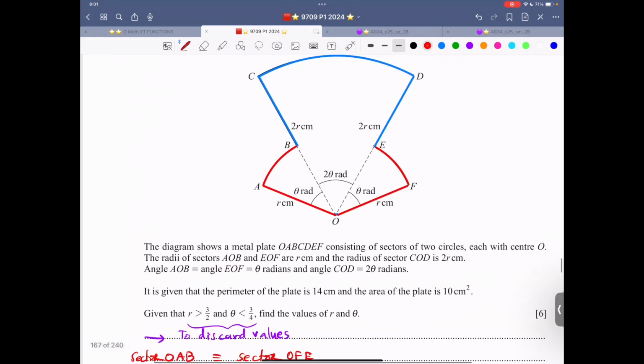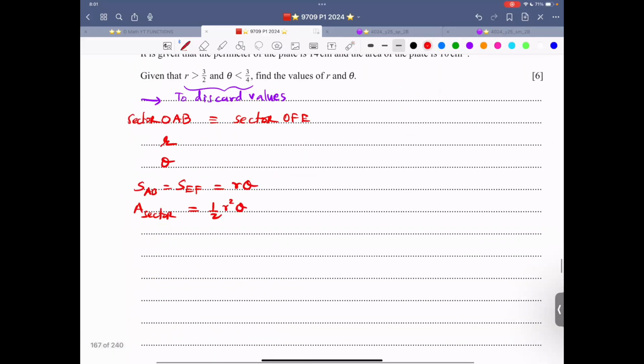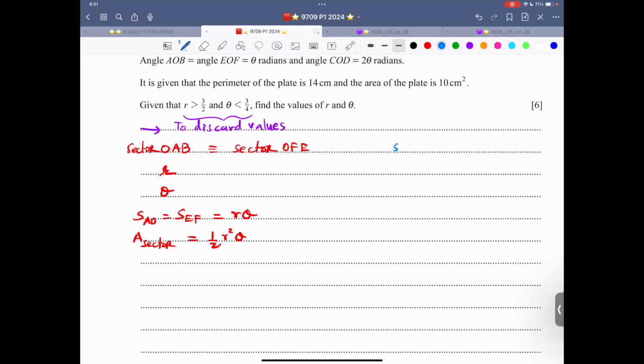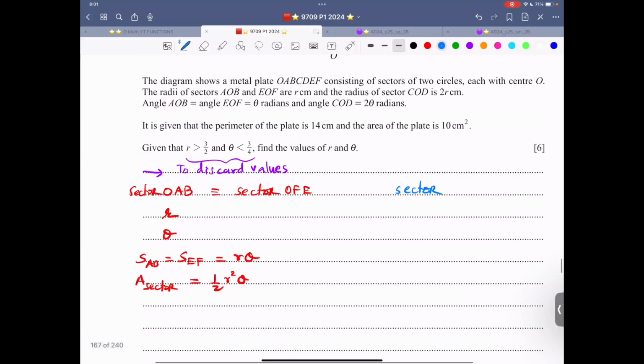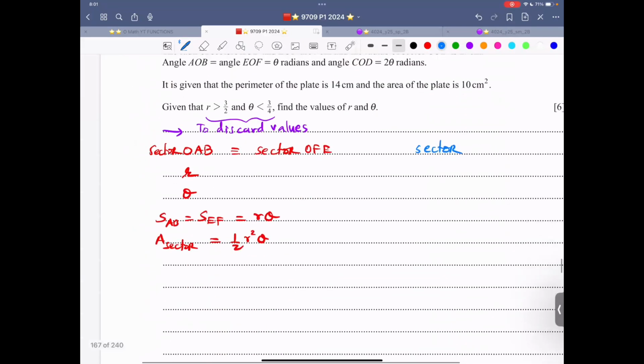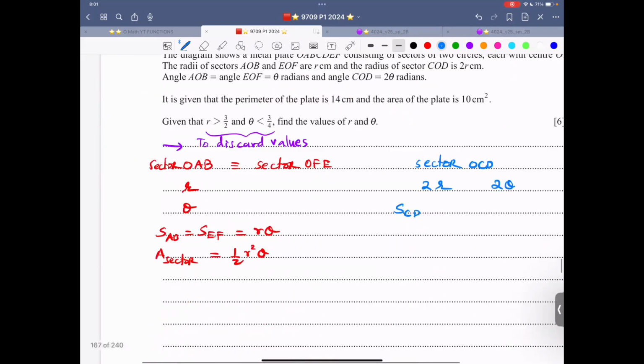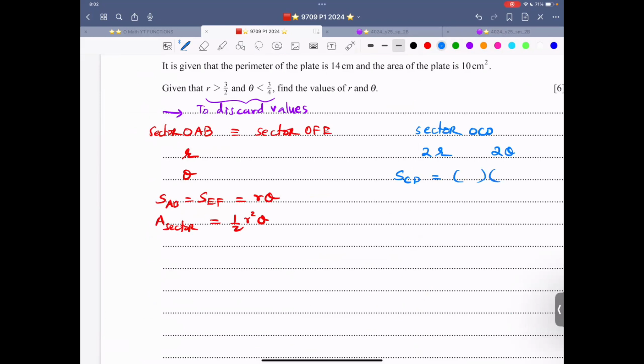If I talk about the blue thing, now the angle is 2 theta and the radius is 2R. This sector is called OCD. So the radius is 2R, angle is 2 theta. Arc length CD is R times theta; R is 2R, theta is 2 theta, so that is 4R theta.